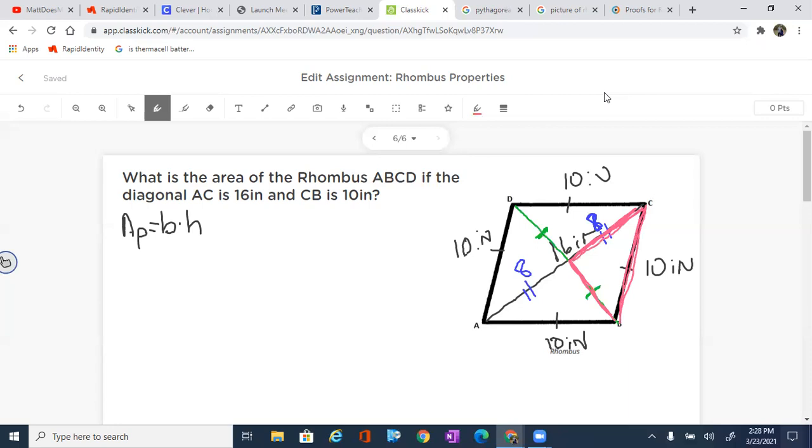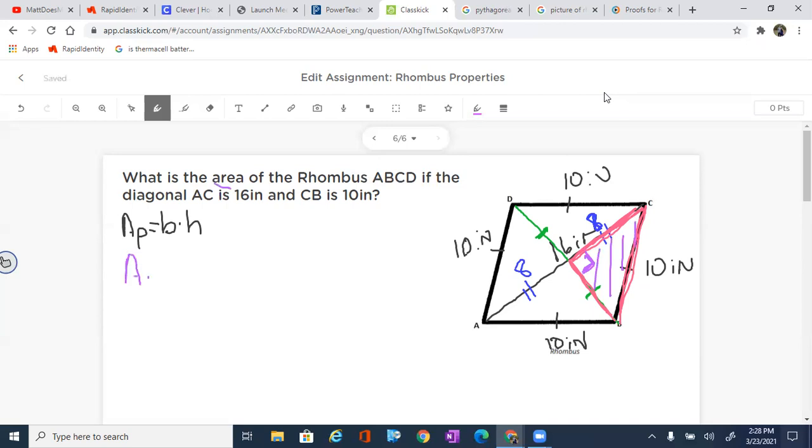And one of the great things about a rhombus is that when those diagonals intersect, they form a 90-degree angle. And because they form a 90-degree angle, when it comes to the area of this, we can actually find the area of the triangle. And because all the triangles are exactly the same, we can take that triangle and multiply it by 4. So that's what we are going to do. We're going to find the area of that triangle.